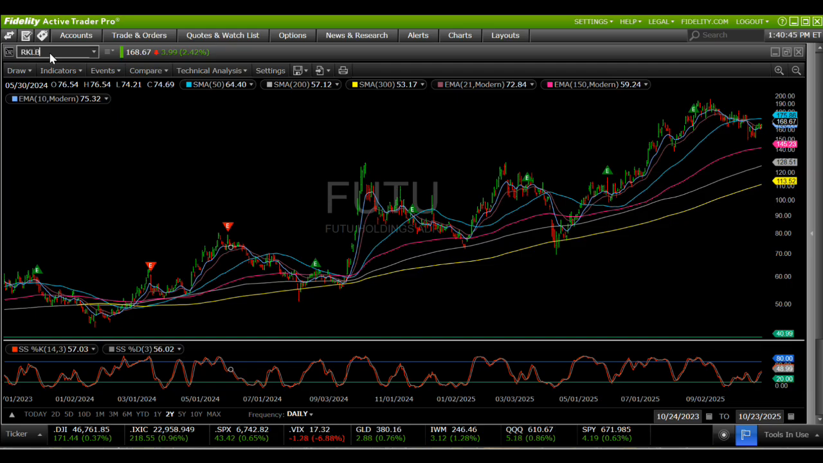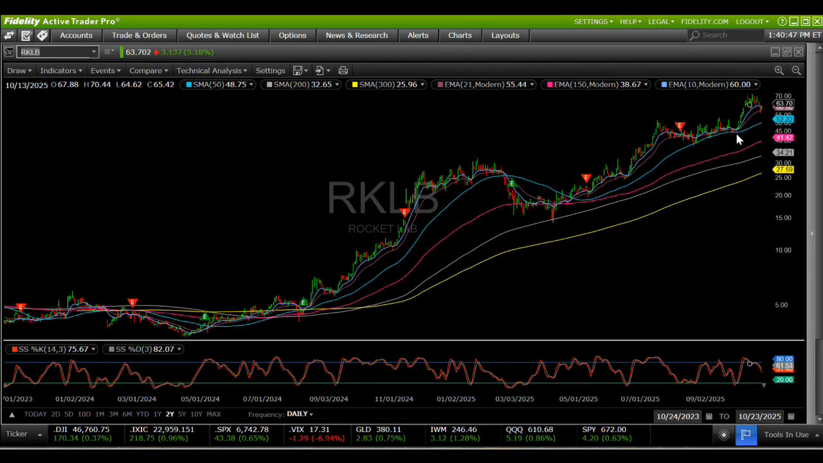RKLB was another one I mentioned. Had an opportunity here. This was down around the 50-day moving average, and we got a nice pop here. A little bit of a pullback to the 20-day, but I think this is a good stock. Higher highs, higher lows. It's in a nice trend.